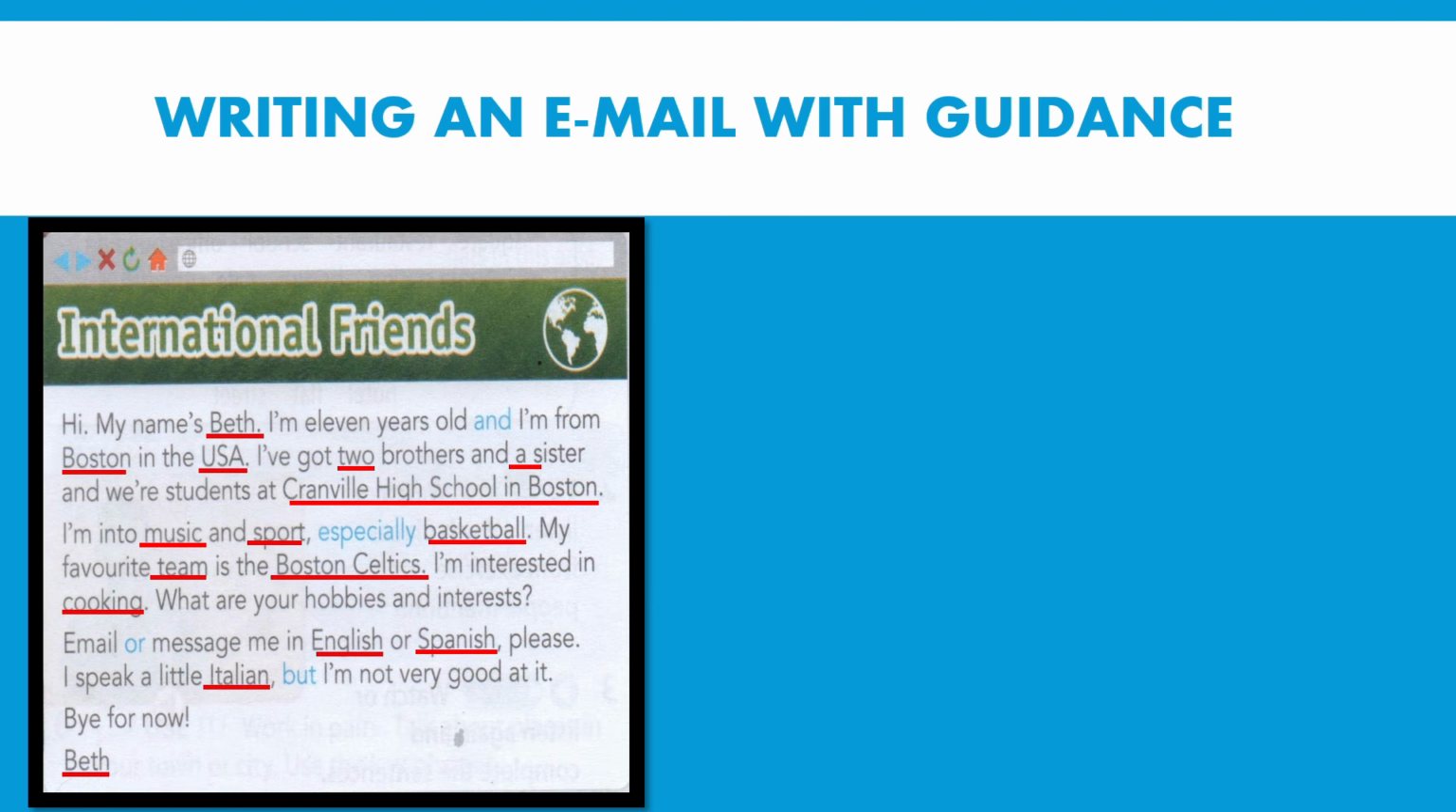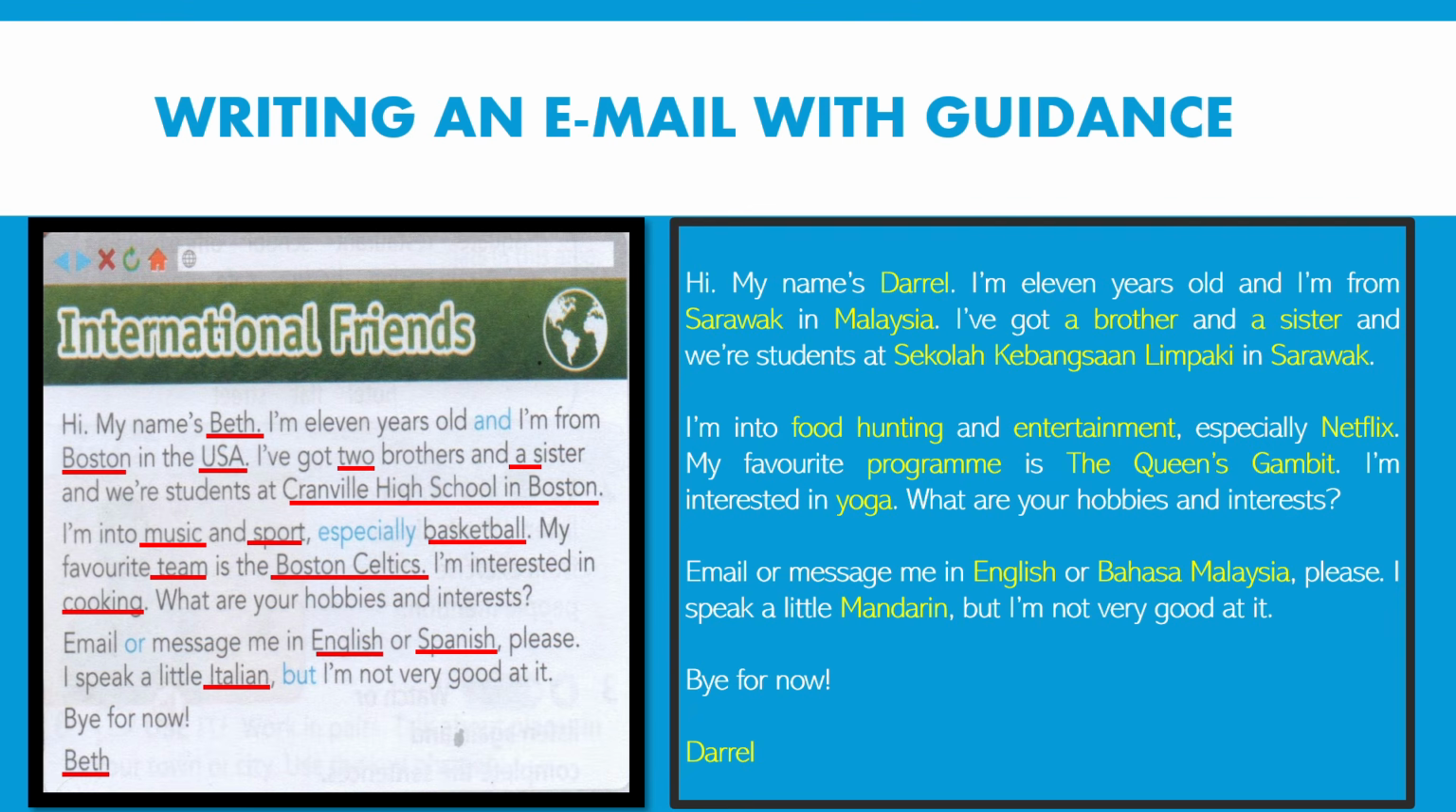I repeat, you are going to write an email that has exactly the same format as what you see in the picture, but there are a few words that you need to replace to fit your own personal details. So here, "Beth", because your name is not Beth, you have to write your own name. And "I'm from Boston", definitely you are not in America, you are in Malaysia. So these underlined words you need to replace so that it will be in your own context, talking about yourself. Let me show you a sample.